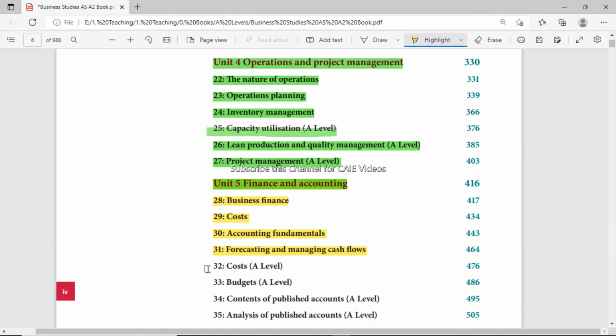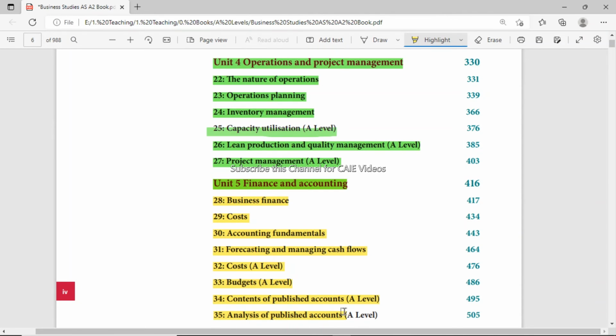And then for A-level students, we will go into more detail related to costs and budgets, and how companies or organizations set their annual budgets or periodic budgets. We will discuss the contents of published accounts, how the financial statements are prepared, how they are published, and what the key contents of the published accounts are, which will be covered in section number 34. And then analysis of published accounts.